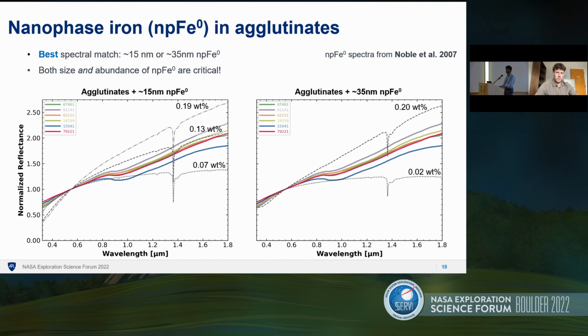I'm not sure about the data for these specific soils, but I think a lot of the nanophase iron is like 4 to 30 nanometers or so in size. And I think it gets bigger for the interior nanophase iron within the agglutinates.